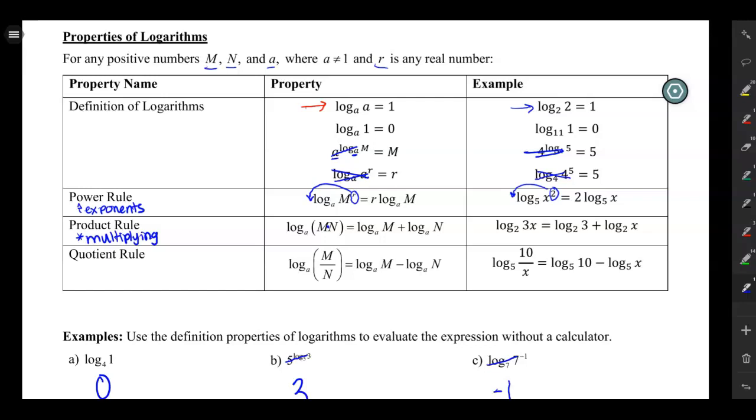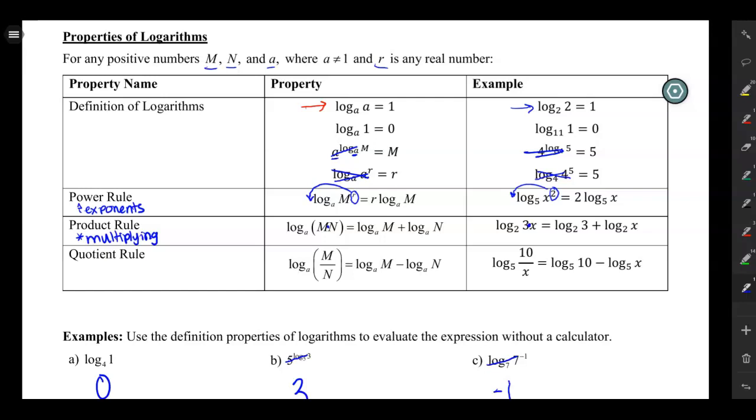So over here in the example, you'll see log base 2 of 3x. Now most of the time when we see 3x, we just think of it as 3 and x being one unit together. But this is really 3 times x, which means I can chunk this up and separate it into log base 2 of 3 plus log base 2 of x.